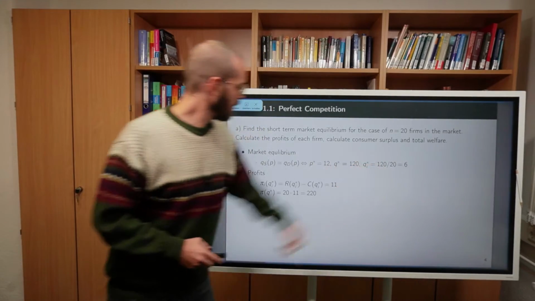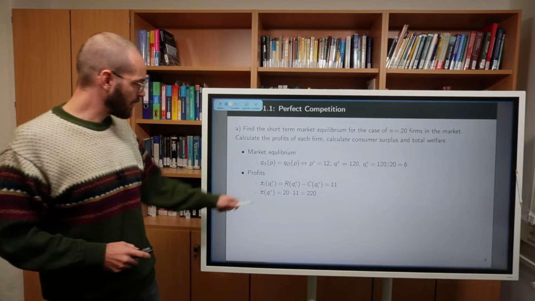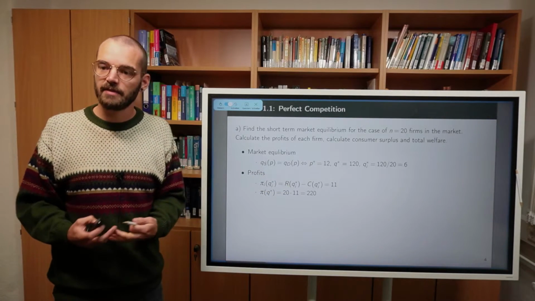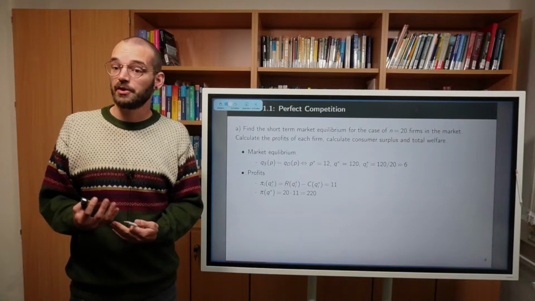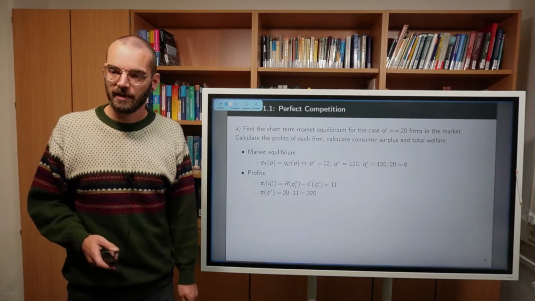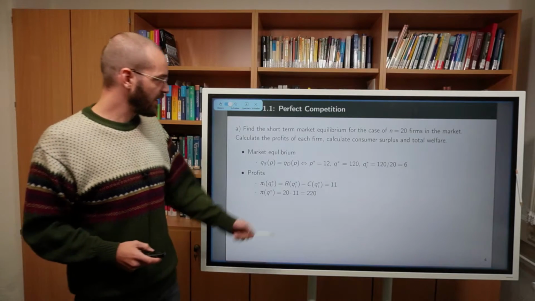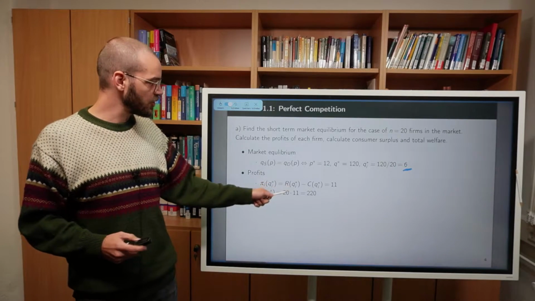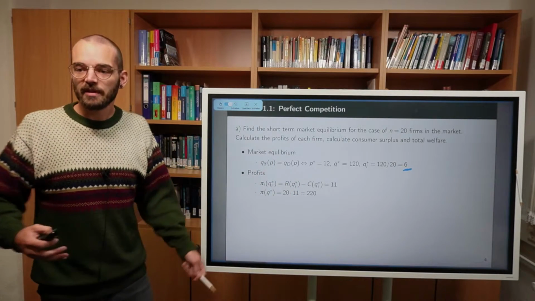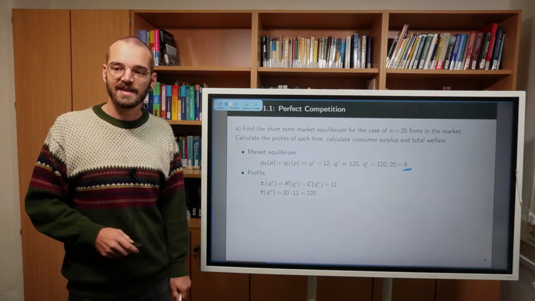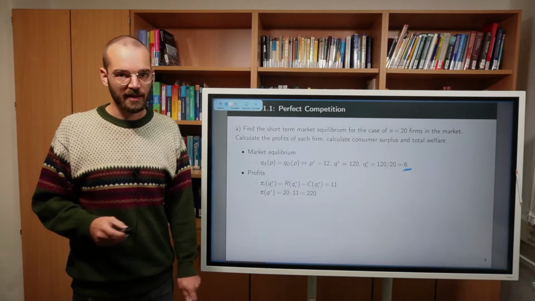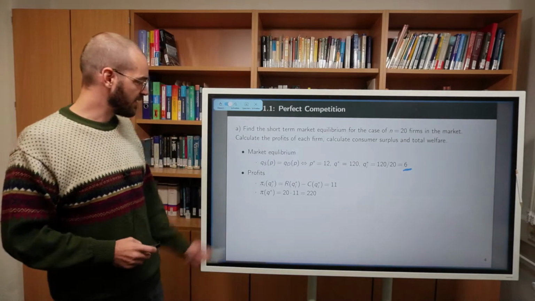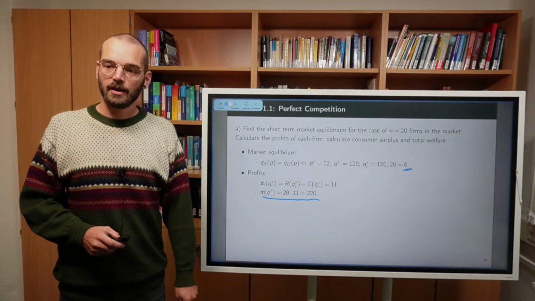Now, what are the profits in this situation? Well, the profits of the individual firm, of course, is nothing but the difference between the revenues of the individual firms and the cost the individual firm incurs by producing this amount. So if we simply plug in the quantity of the individual firm that we just calculated into our revenue function and into our cost function, we can find out that the profit of the individual firm equals 11. And again, knowing that there is a total number of n equal 20 firms in this market, we can then calculate that the total profits in this market are 220.